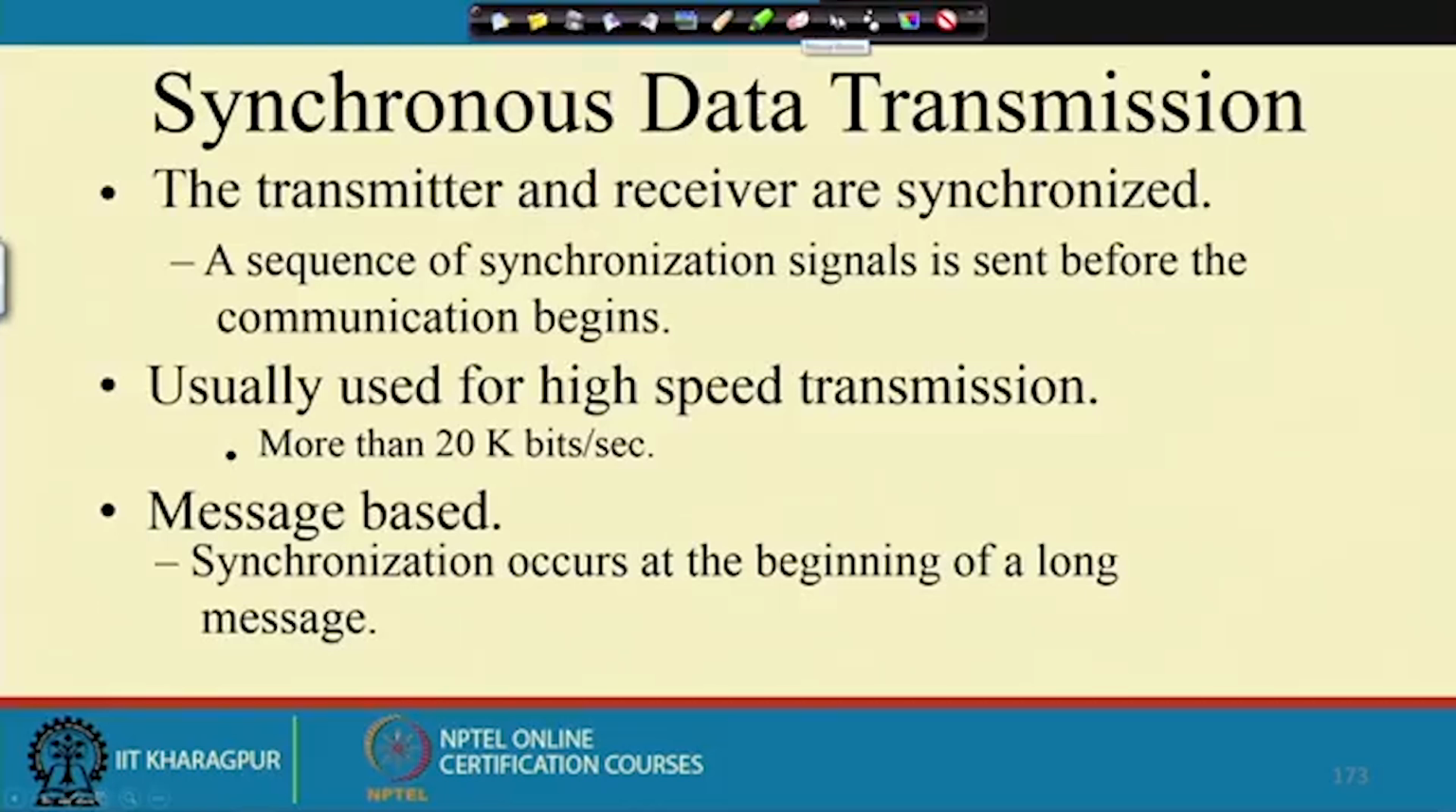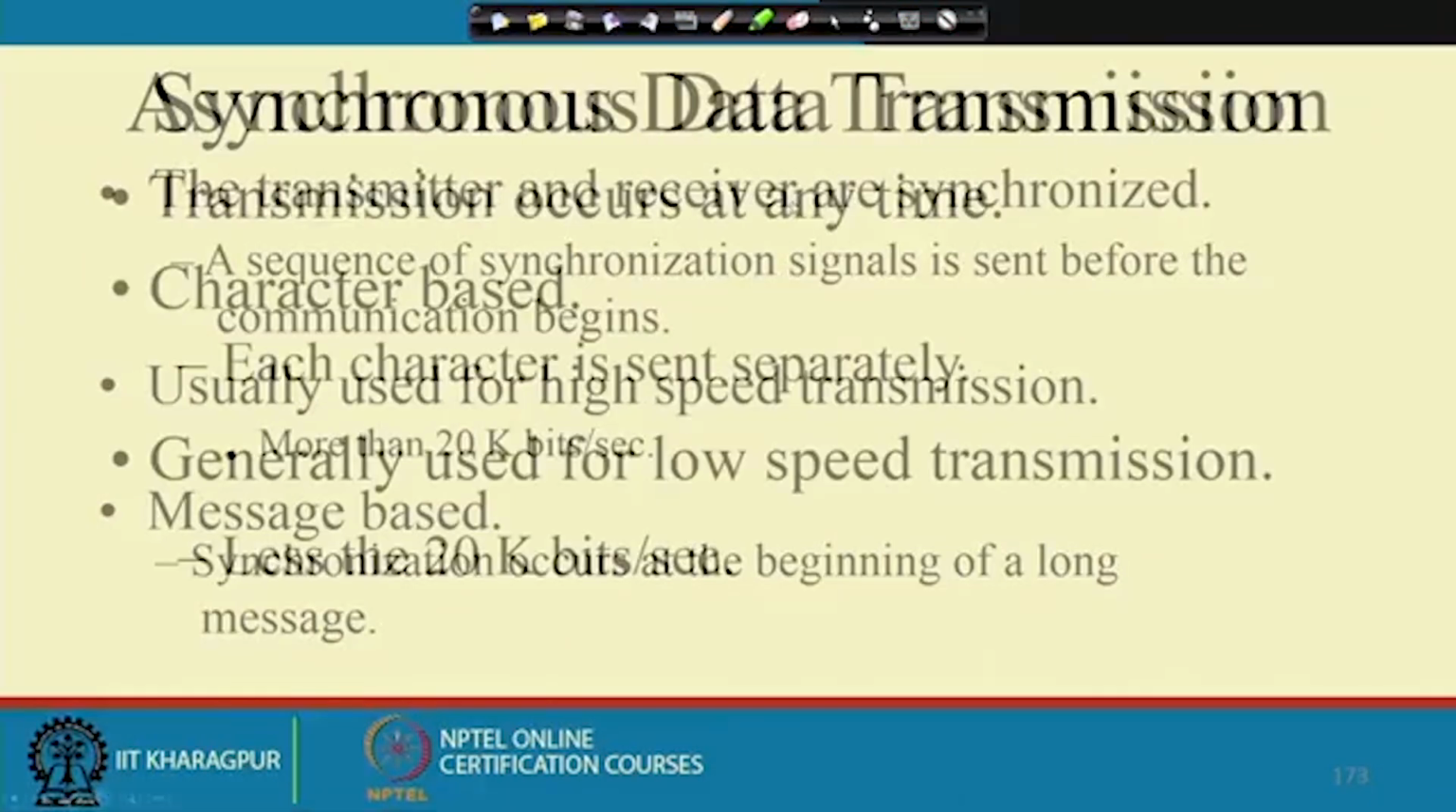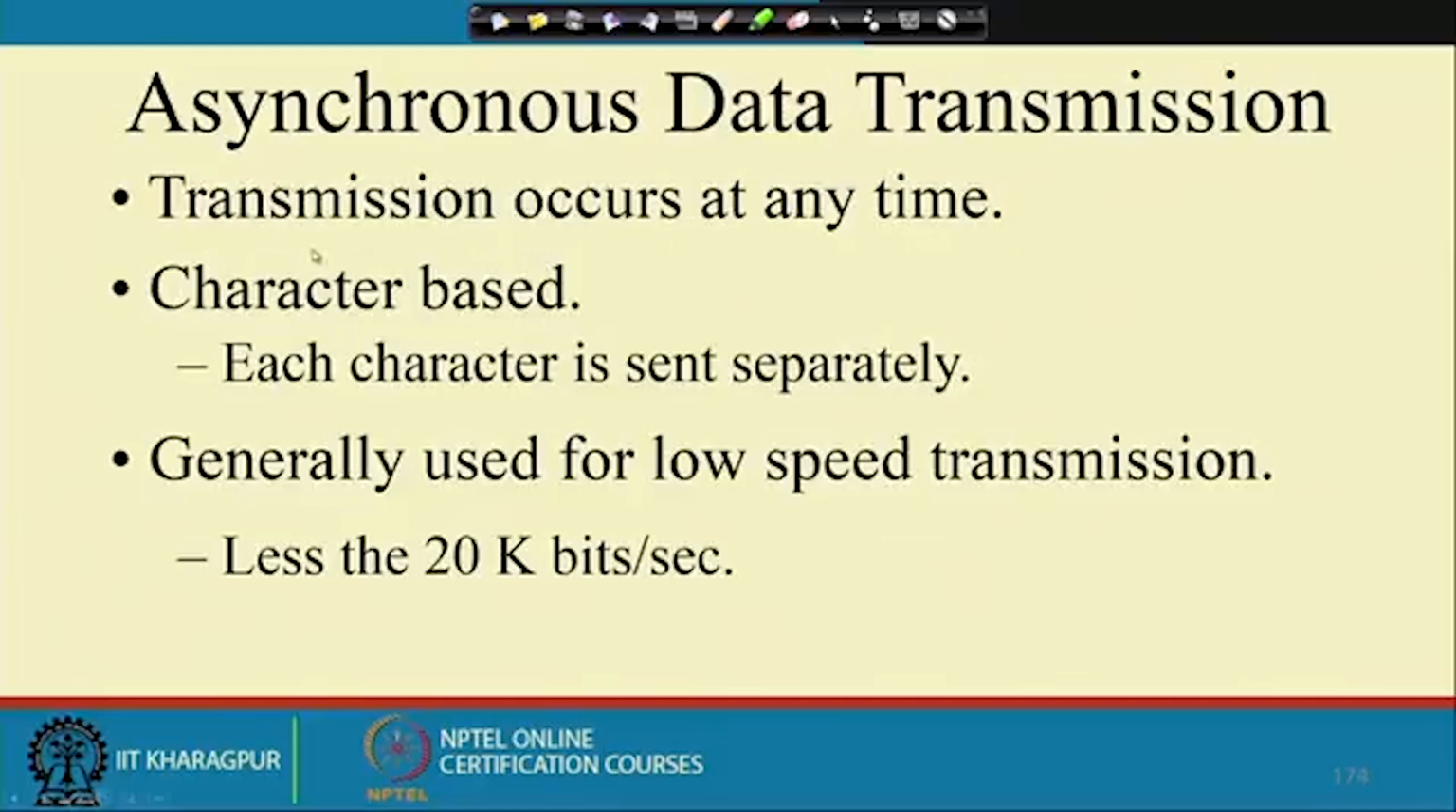On the other hand, we can have asynchronous data transfer, where the transmission can occur at any point of time. It is character based transmission, every character is sent separately, and it is low speed transmission, less than 20 kilobits per second. However, the advantage is that we do not need any synchronization sequence between the transmitter and receiver. That way the communication overhead is less.